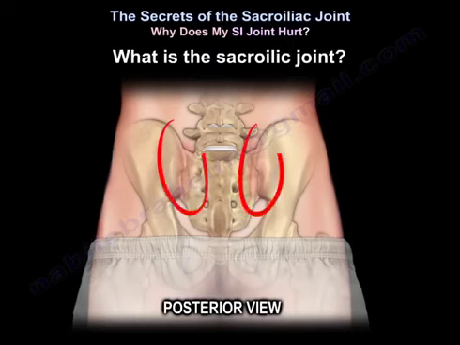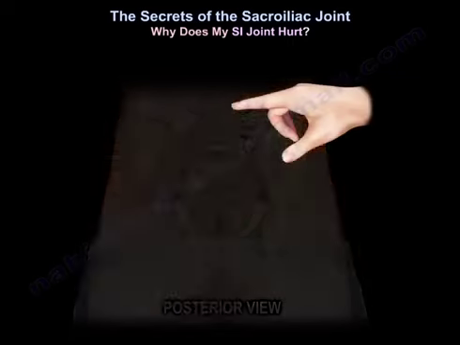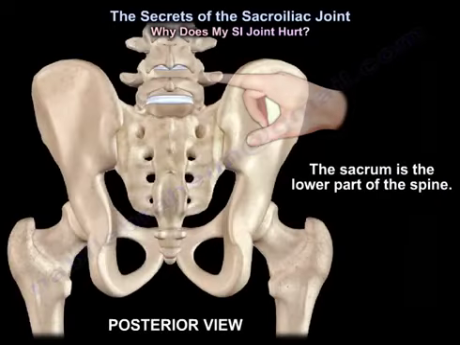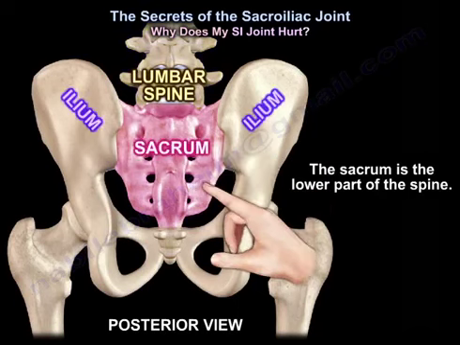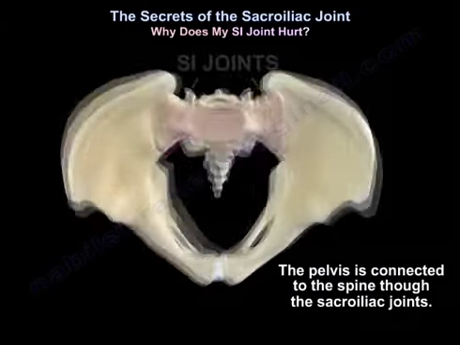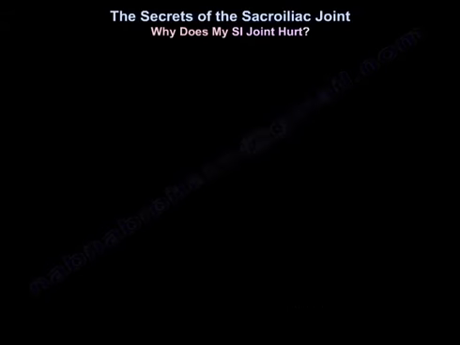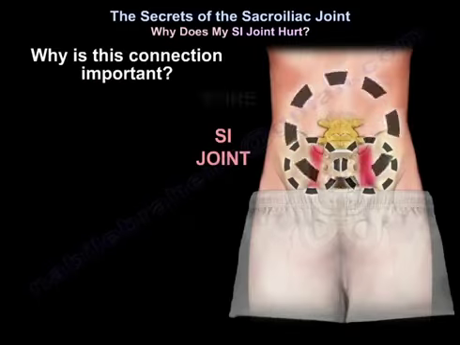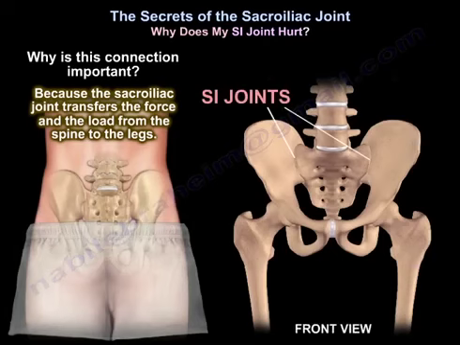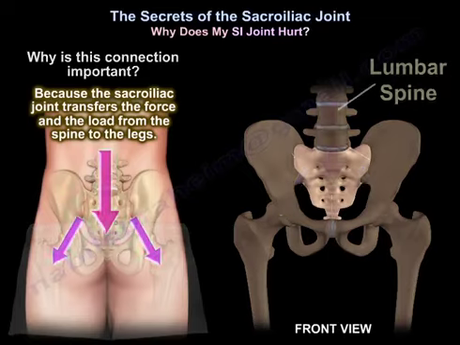So what is the sacroiliac joint? This is the spine. This is the sacrum, which is the lower part of the spine. The pelvis is connected to the spine through the sacroiliac joints. Why is this connection important? Because the sacroiliac joint transfers the force and the load from the spine to the legs.